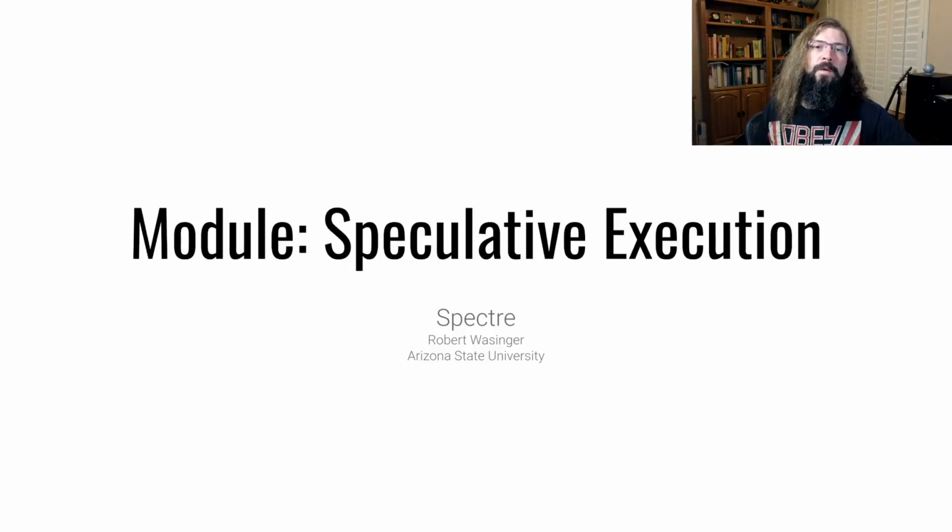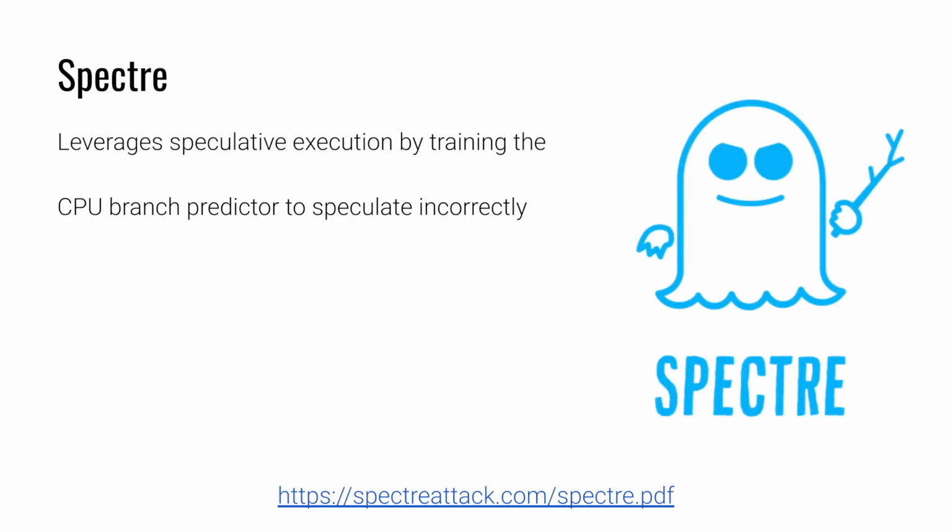In this video, we're going to take a look at the Spectre exploit and discuss how it leverages speculative execution and other hardware behaviors to create a side channel that can leak sensitive information. Spectre takes advantage of speculative execution by training the CPU's branch predictor to guess incorrectly.